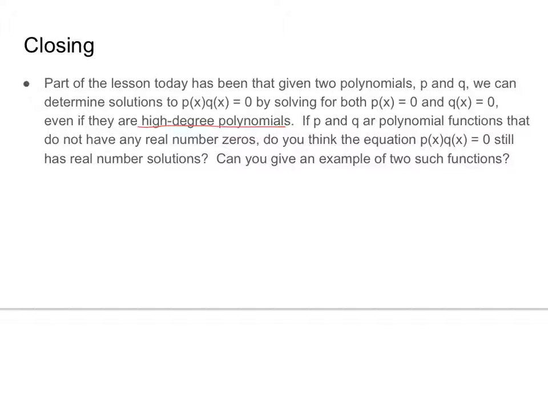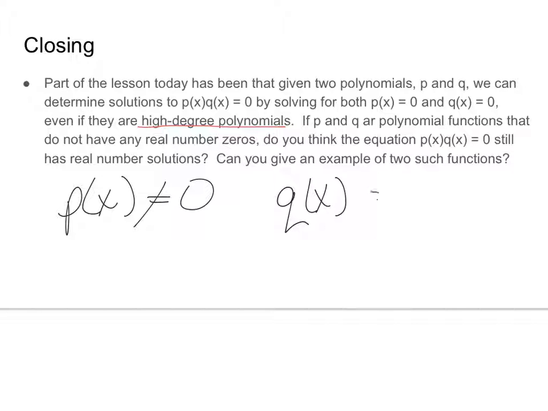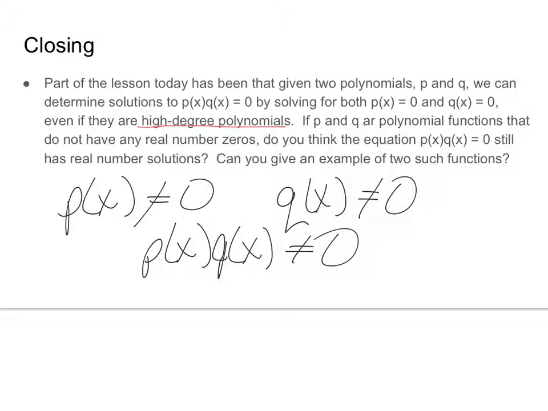So what it's saying here, if p of x doesn't have any real solutions, and q of x doesn't have any real solutions, then there's no possible way this can exist. Okay, one of them has to be 0.